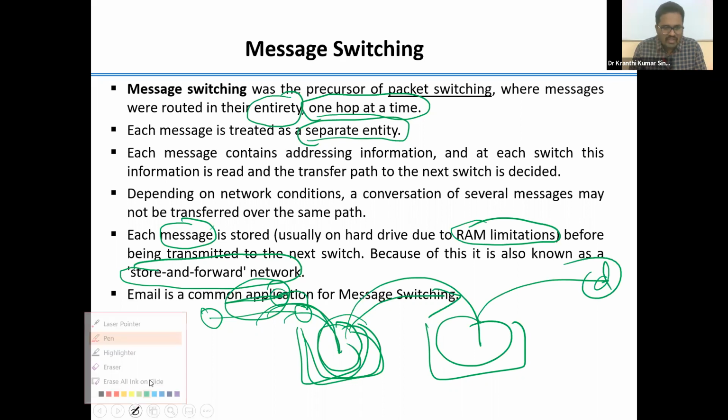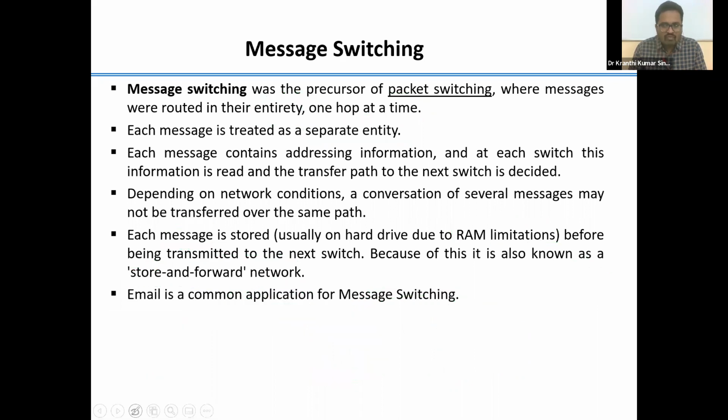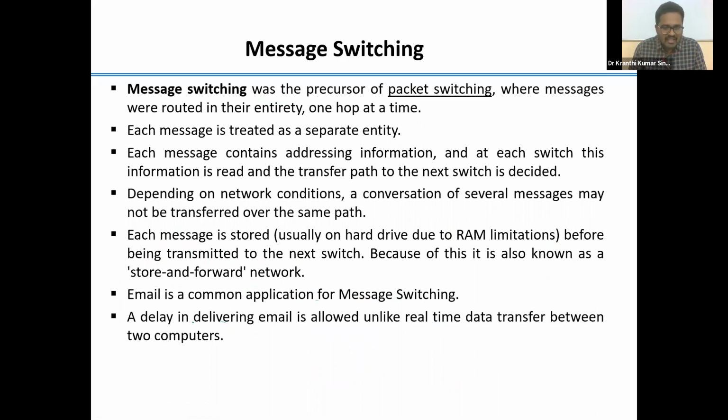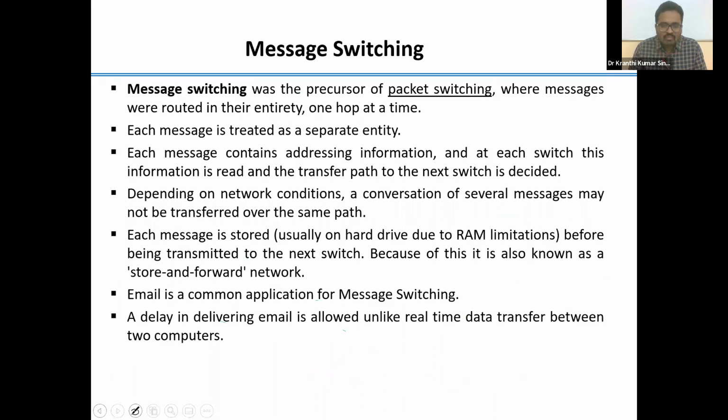Compared to packet switching, message switching transmission is somewhat slow because of its nature. Email is a common application for message switching. A delay in delivering email is allowed, unlike real-time data transfer between two computers. If you observe this, when we want to upload some 10 images or 25 MB of data, still first it goes to the outbox.